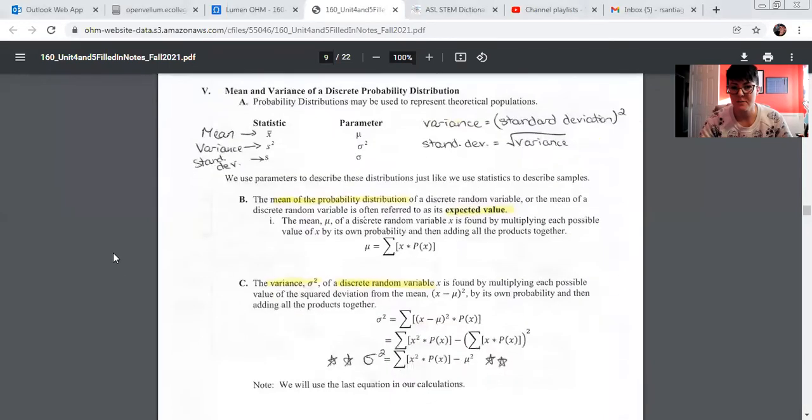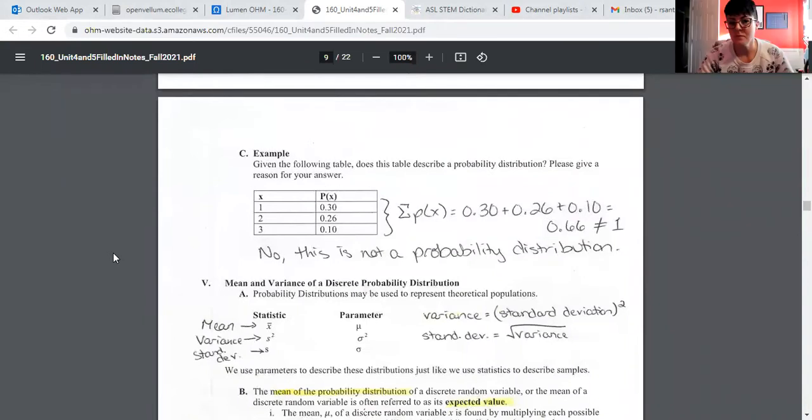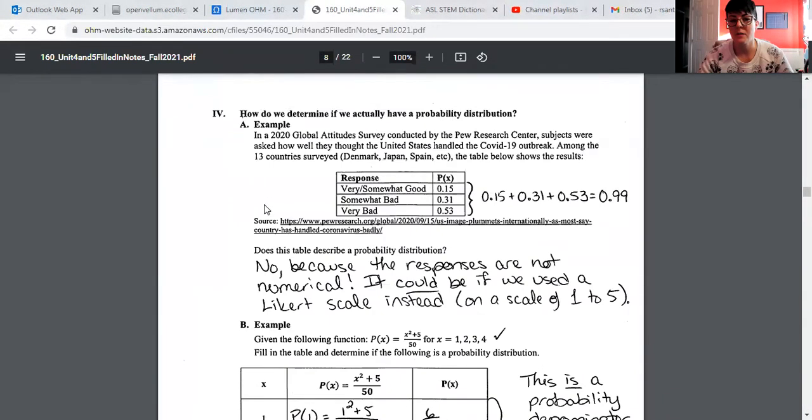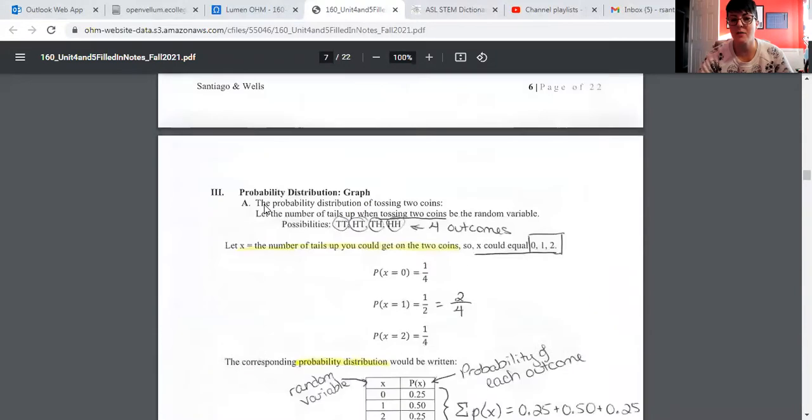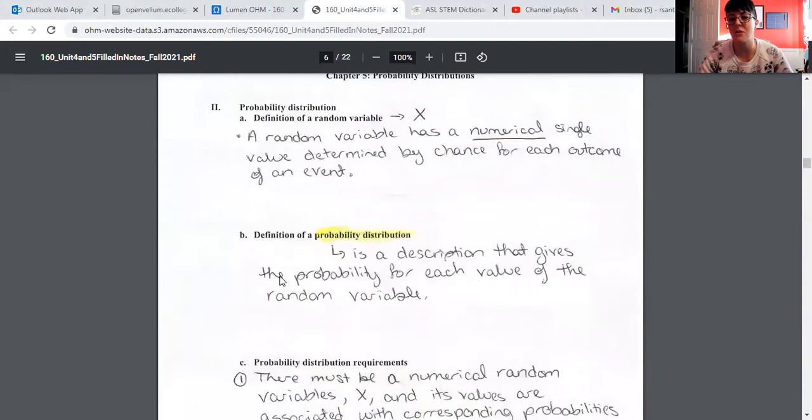Okay, so can you tell me again, because I think I forgot, what does X represent again? X is your random variable. Kind of like your raw data value. Yeah, it's like your raw data value. It actually has a numerical value assigned to it.